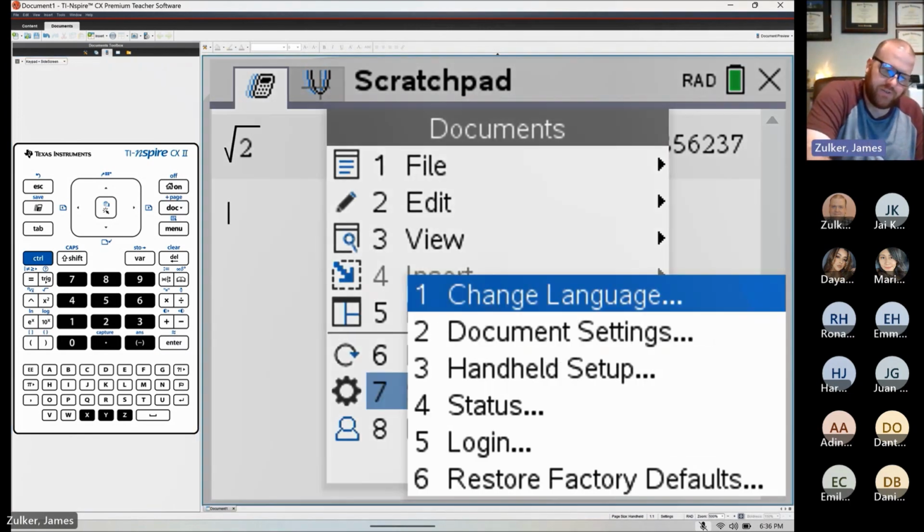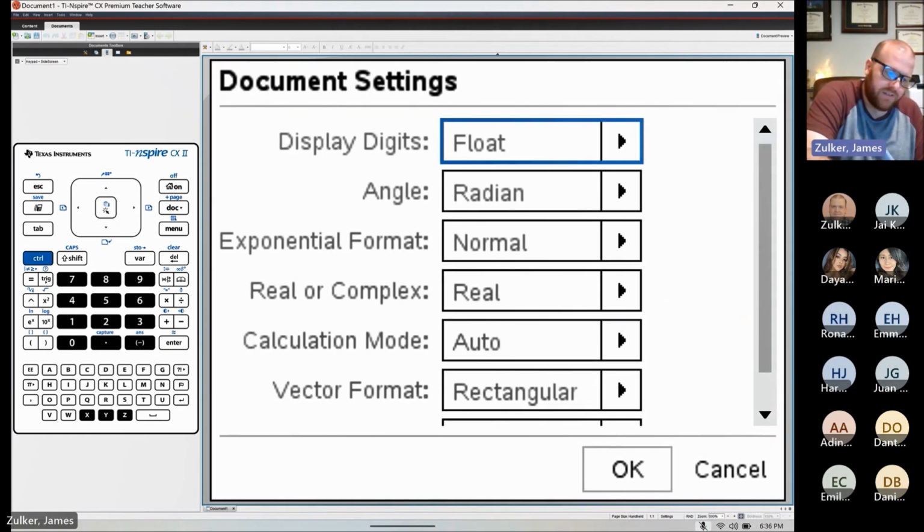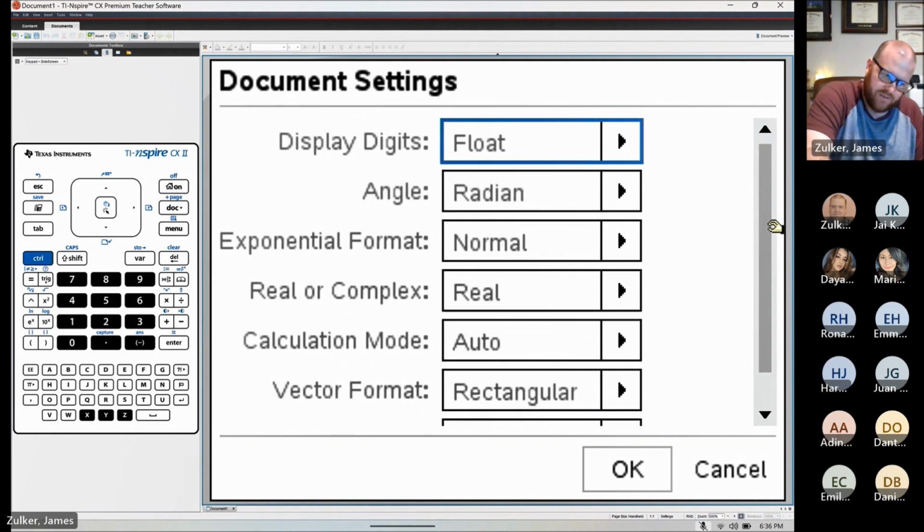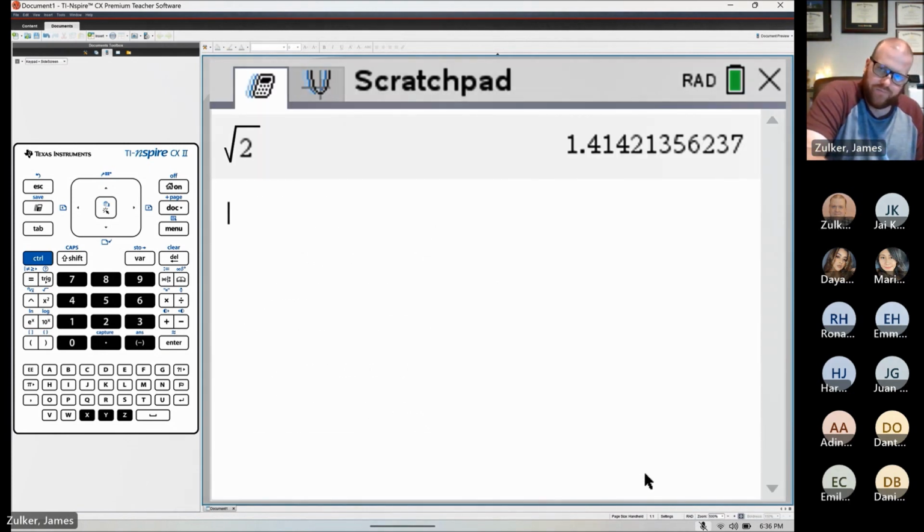Let me just make sure my settings are right. Document settings, float. Right, so that's all it can spit out for me. But in fact, these values go on forever. There's no pattern, so there's no formula to determine the digits after that.